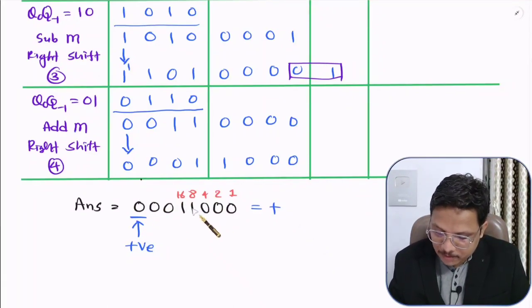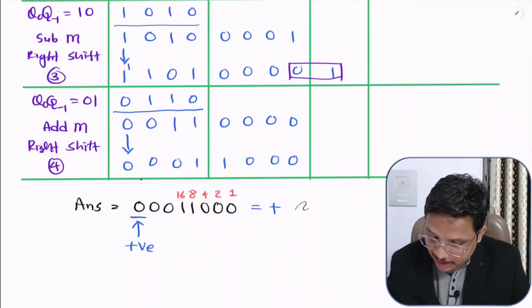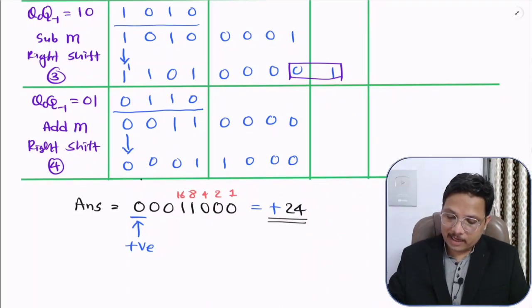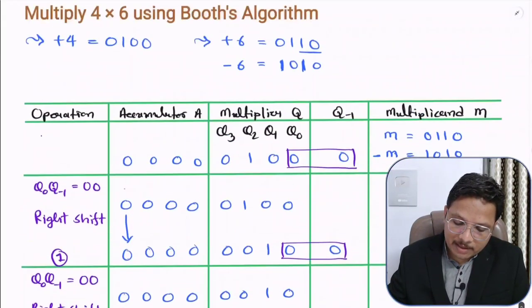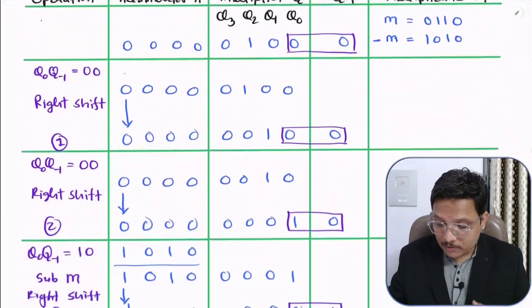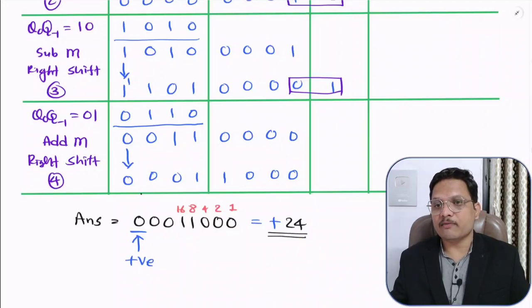So my answer is what? You see 16 plus 8, 24, right? So let me note down that 24. So plus 24, that is my multiplication, right? If you see, what is it that we have been multiplying? 4 into 6, 24. So as per Booth's algorithm, you see, we got our answer, that is 24.